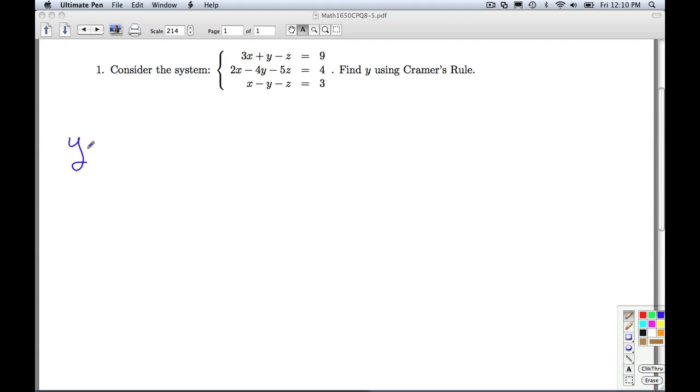So y is dy over d. The dy we found to be 4. The d was negative 8. So that tells me that in this consistent independent system, the value of y is negative 1/2.